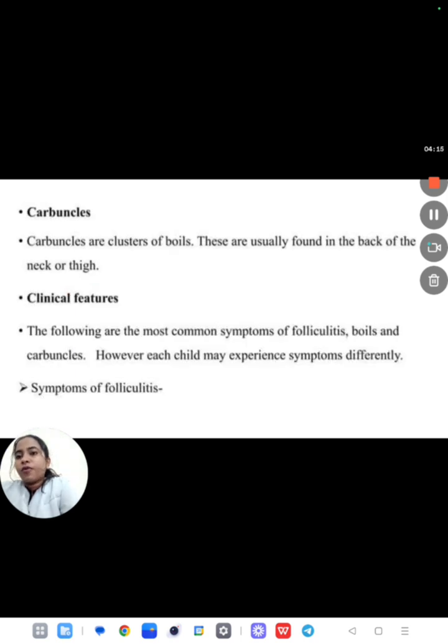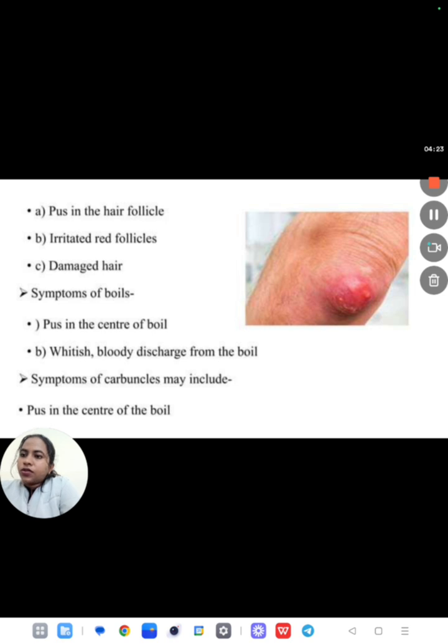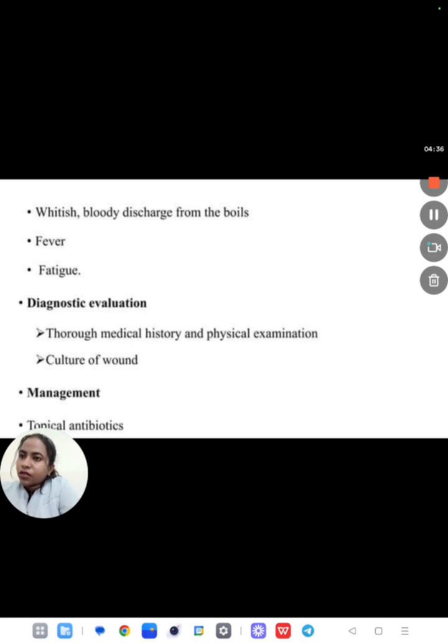Carbuncles are clusters of boils, usually found on the back of the neck or thigh. Features include pus in the center, irritated red follicles and damaged hair. For the boils, you can see pus in the center. Apart from that, whitish blood discharge from the boil. For carbuncles, pus in the center, whitish blood discharge, fever and fatigue.